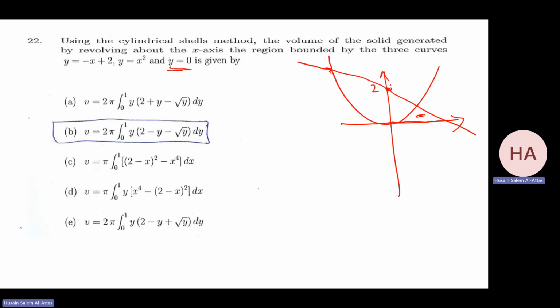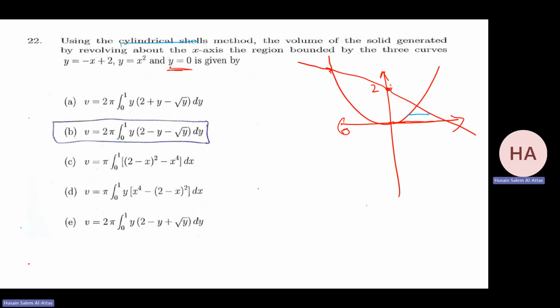And it's revolving about what? The x-axis. Now this is my region. Now let me put the line. My line will be this. I'm doing the cylindrical shell method, so the line is parallel to the axis of revolution.